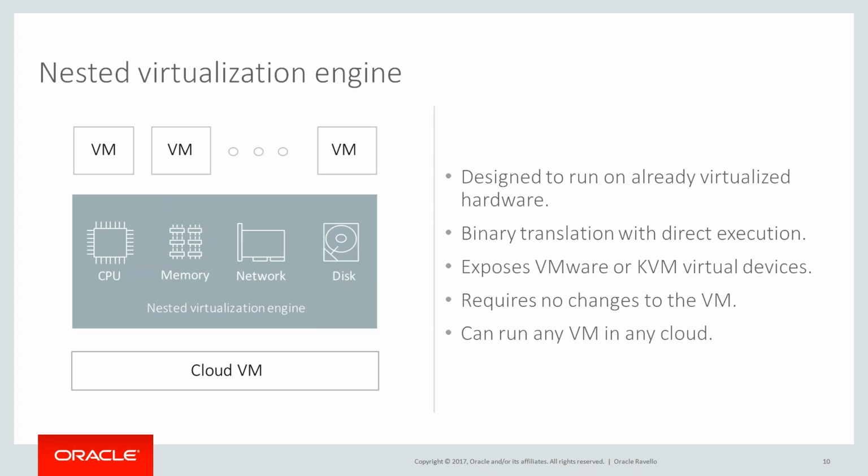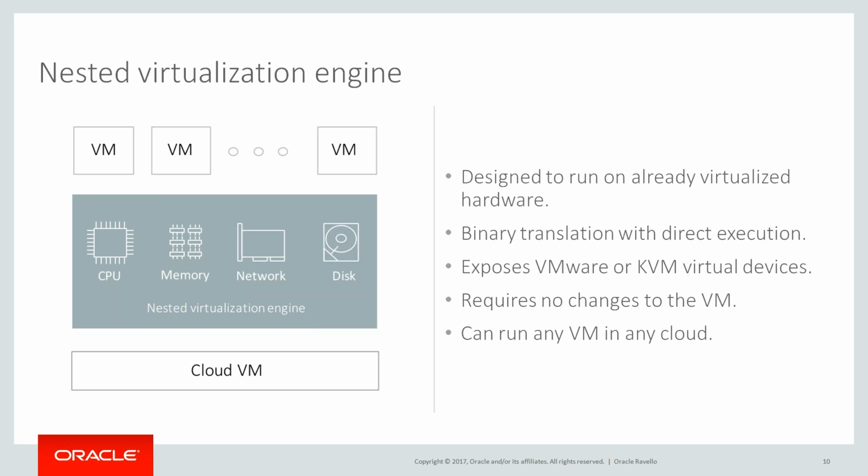Typically, a hypervisor, such as KVM, Xen, or VMware, runs on top of physical x86 servers. What's unique about HVX is that it is a nested virtualization hypervisor that runs on top of a public cloud that's already virtualized. So if you look at this diagram here, the Ravello hypervisor actually sits on top of a cloud VM, and it uses binary translation with direct execution to run natively on the CPU for all the virtualization core.